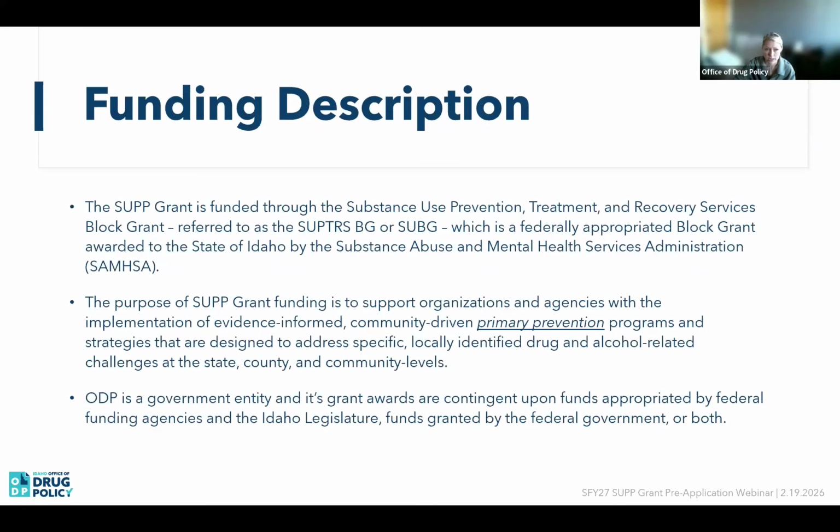So for the funding description, the SUPP grant is funded through the Substance Use Prevention Treatment Recovery Services Block Grant, as I mentioned earlier, which is referred to as the SUPTRS Block Grant, or previously, a few years ago, it was also called the SUBG or the SABG. It's fallen under a bunch of different names. At the federal level, currently it's called the SUPTRS Block Grant. It's a federally appropriated block grant that's awarded to the state of Idaho by the Substance Abuse and Mental Health Services Administration, or SAMHSA, which is a federal entity within the U.S. Department of Health and Human Services.